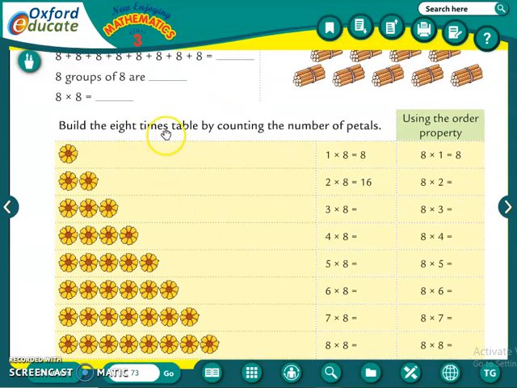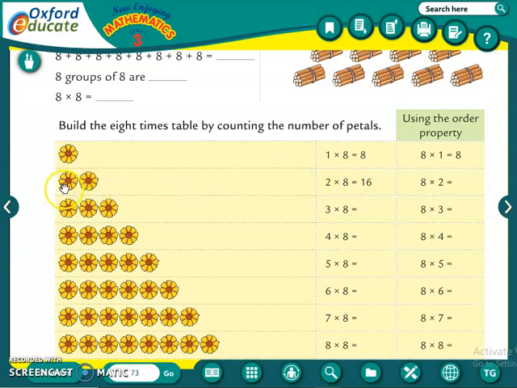Build the 8 times table by counting the number of petals. यहाँ पर एक छोटा सा फ्लावर दिया है, तो उसकी पेटल्स कितनी हैं? पेटल्स यानी पंखुड़ियाँ, वो पेटल्स कितनी हैं? एक फ्लावर में 8 petals हैं. So here it is written 1 multiplied by 8 is equal to 8. Same way if we are writing in table order, we will write 8 ones are 8.